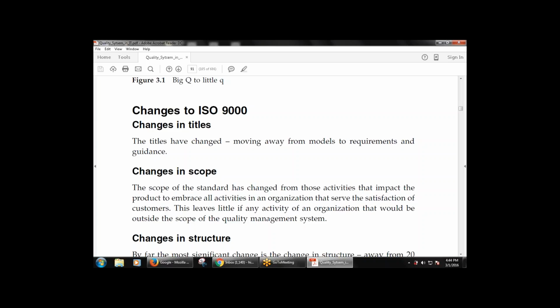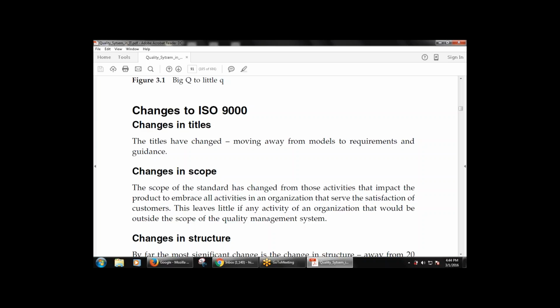The scope of the standard has changed from those activities that impact the product to embrace all the activities in an organization that serve the satisfaction of the consumer or the customer. So what are the various terms that are used to serve the satisfaction of the customer? That is the change in the scope.